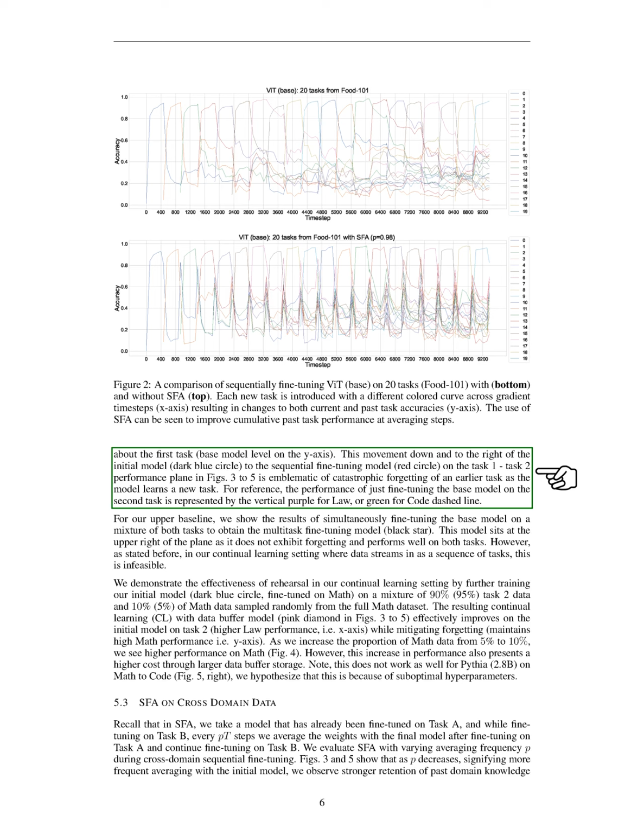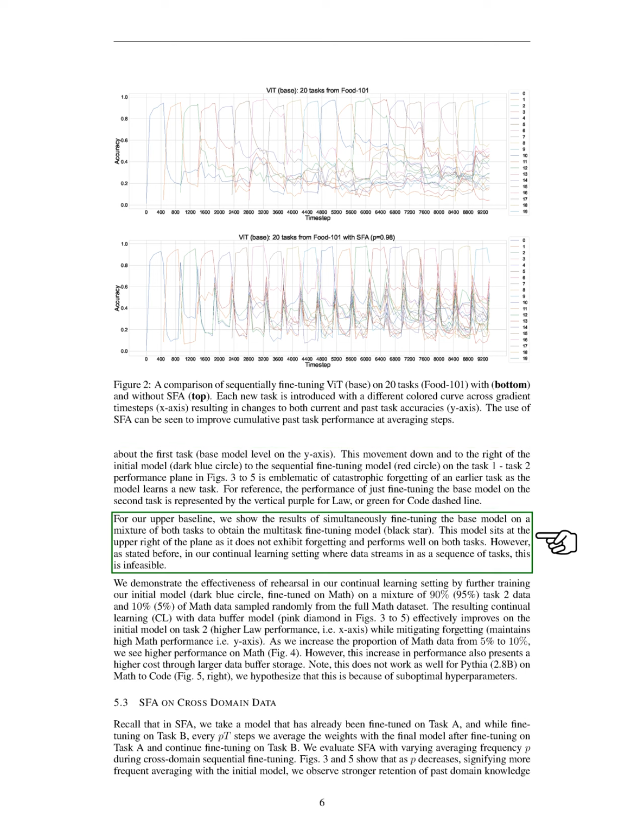For comparison, we also look at the performance of just fine-tuning the base model on the second task. We establish an upper baseline by simultaneously fine-tuning the base model on both tasks, which prevents forgetting and allows good performance on both. To address forgetting in our continual learning scenario, we further train our initial model on a mix of mostly second task data and a small portion of math data. This approach improves performance on the second task while helping to retain knowledge of the first task.